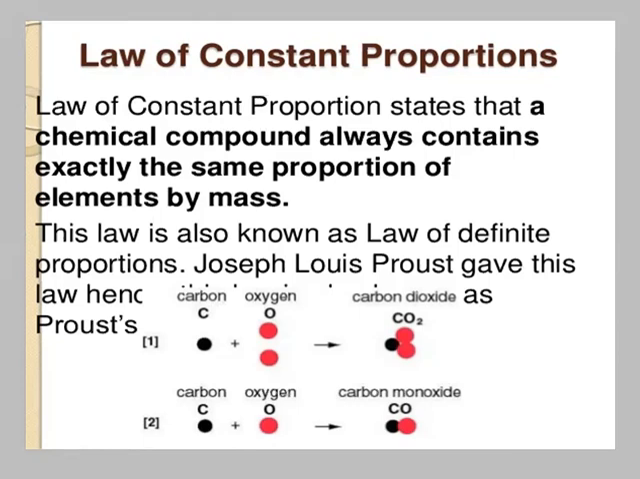He analyzed the chemical combination and chemical composition of a large number of compounds and came to the conclusion that the proportion of each element in a compound is constant, that is fixed. Based on these observations, he formulated the law. He further gave a number of examples to prove this.